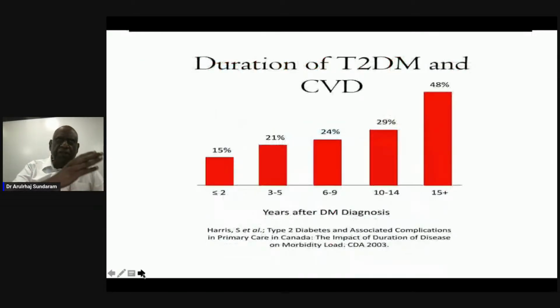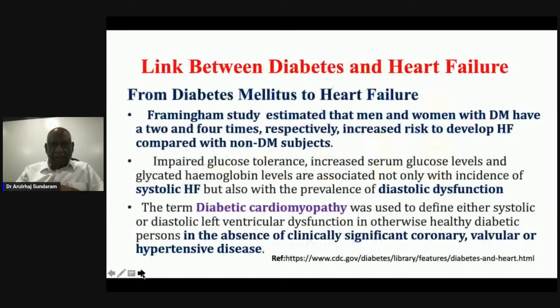The relation between the duration of T2DM and CVD: as the years of diabetes increase, the incidence of heart failure also increases. If it is less than 2 years, it is only 15%. If it comes to 15 years, it comes to 48%. This is Canadian data, showing the more years you live with diabetes, the more chances of getting heart failure. The Framingham study says that diabetic men and women have a 2- and 4-fold increase in heart failure.